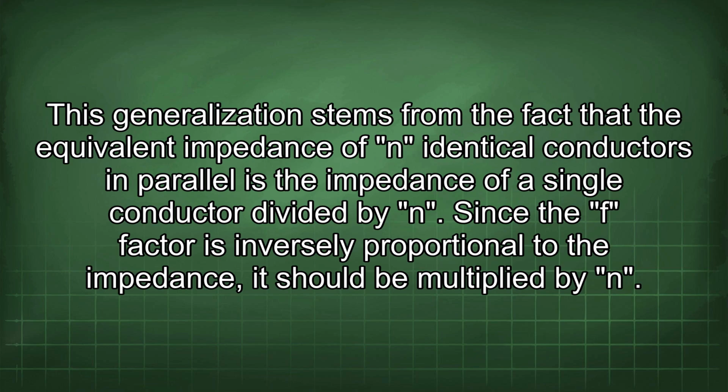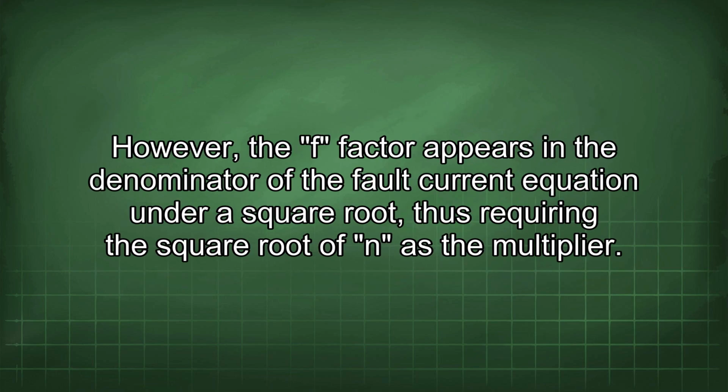This generalization stems from the fact that the equivalent impedance of n identical conductors in parallel is the impedance of a single conductor divided by n. Since the F-factor is inversely proportional to the impedance, it should be multiplied by n. However, the F-factor appears in the denominator of the fault current equation under a square root, thus requiring the square root of n as the multiplier.